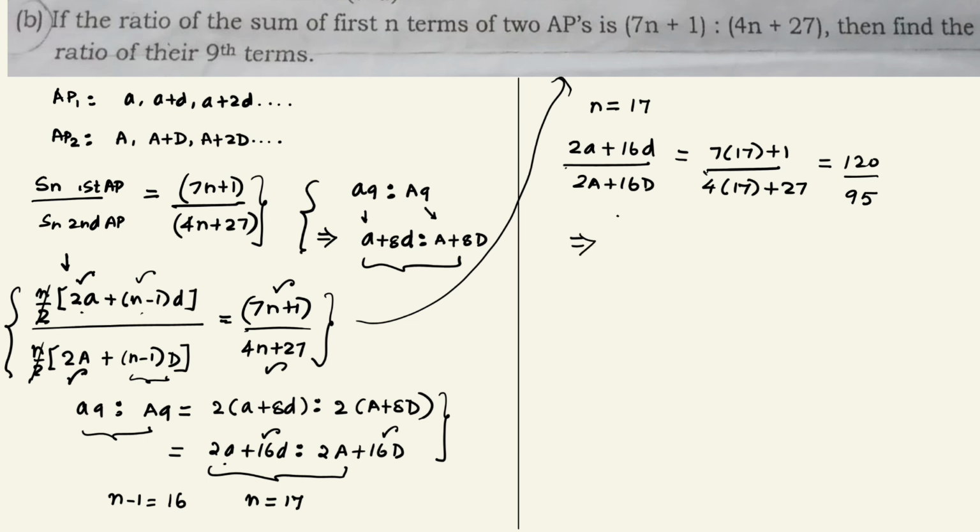Now, this we can bring back to the original form, which is a9 is to capital A9. So, a9 is to capital A9 is nothing but, if you simplify this, 24 is to 19.